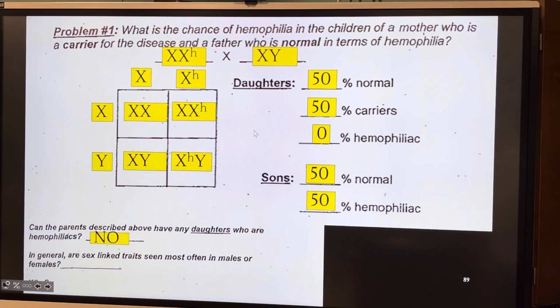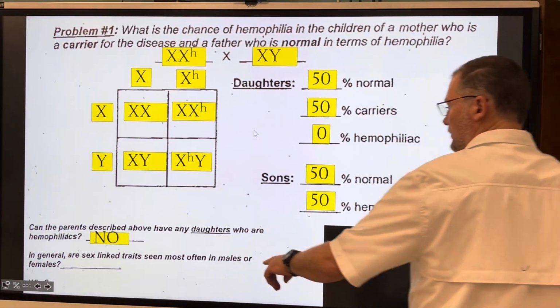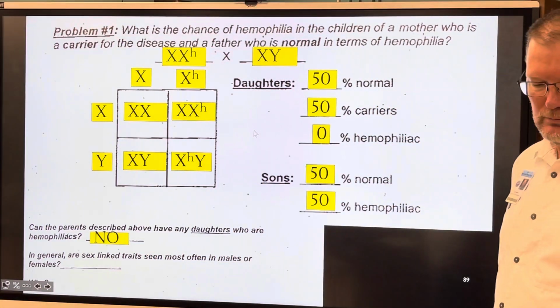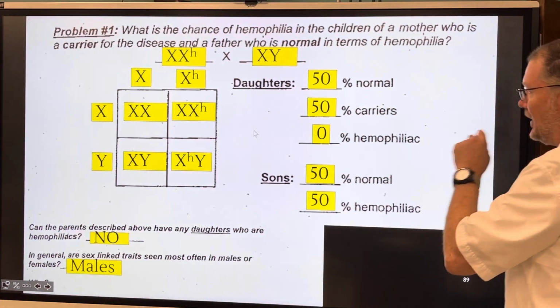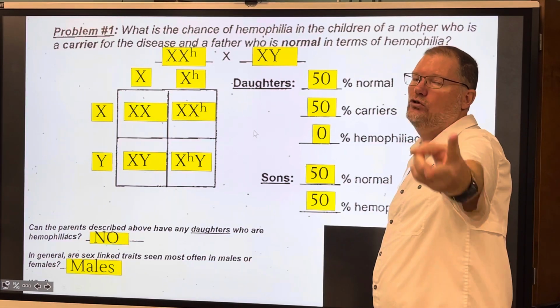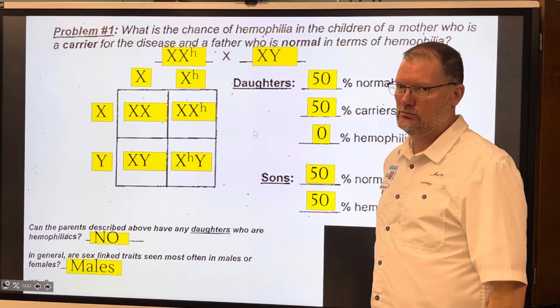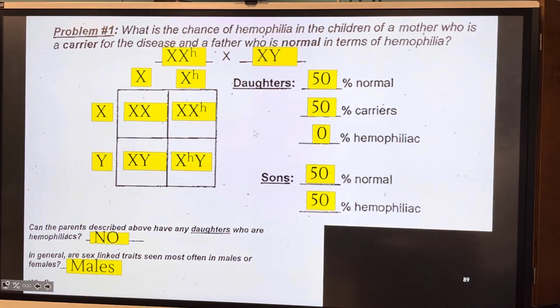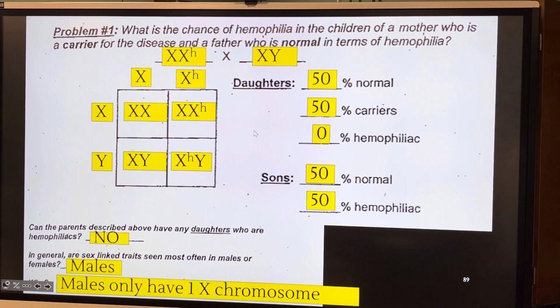In general, are sex-linked traits seen most often in males or females? The traits seen, and that would be males, because males only need one. Females need two to be expressed. That makes sense? Males only have one X chromosome.